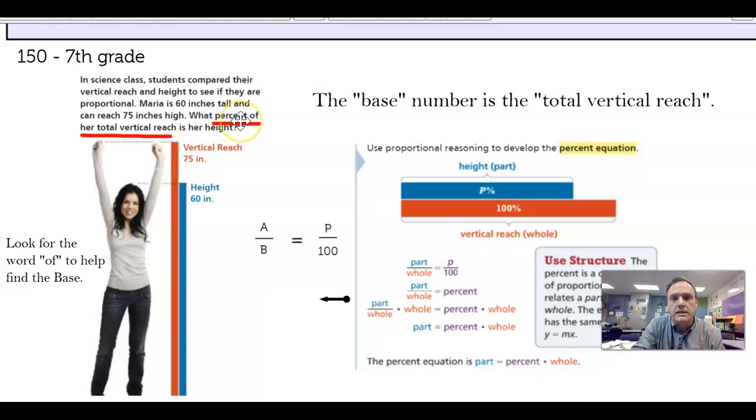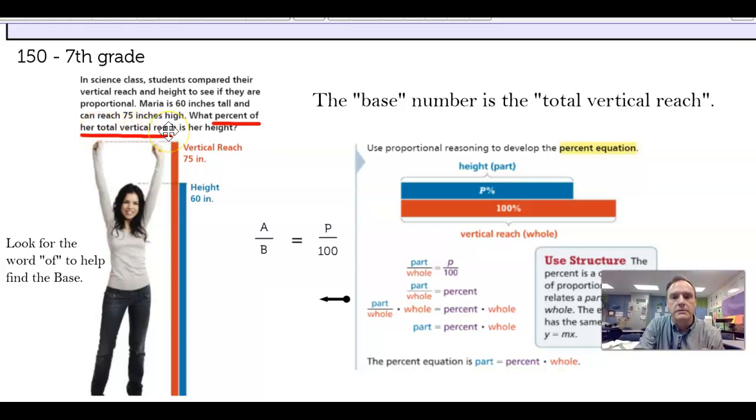We can identify those right here in the question. First of all, it says what percent. That tells us we don't know the percent. It's the what of the problem. So we're going to just represent that by the P right here. Secondly, it's a percent of her total vertical reach. In all of our problems, we'll take a percent of the base. That tells us where the base is. It's always percent of a total, percent of a whole, percent of the base. So whenever we see that word of or percent of, that tells us the base is coming up. Here it is right here.